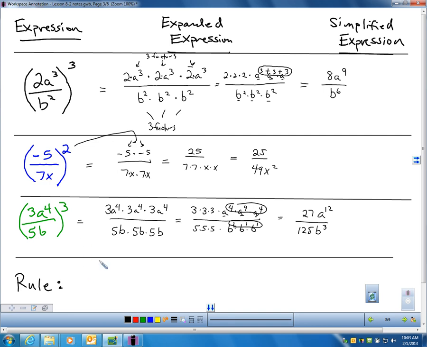So my rule is, when I'm taking a fraction to an exponent, like I am in each of these examples, apply that exponent to both the numerator and the denominator.